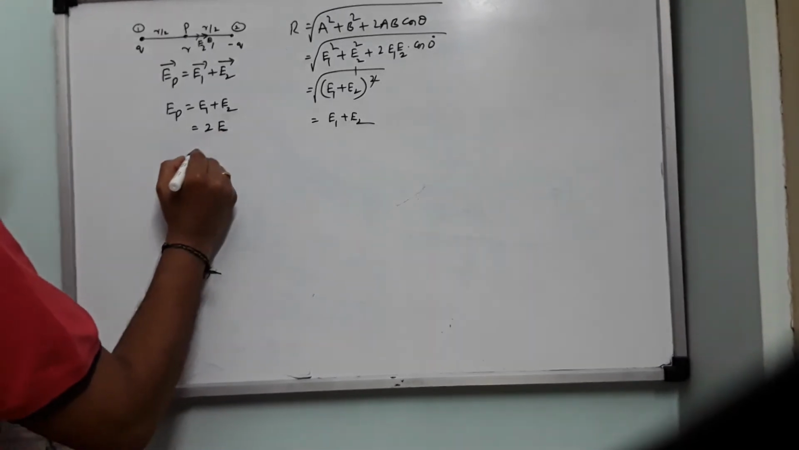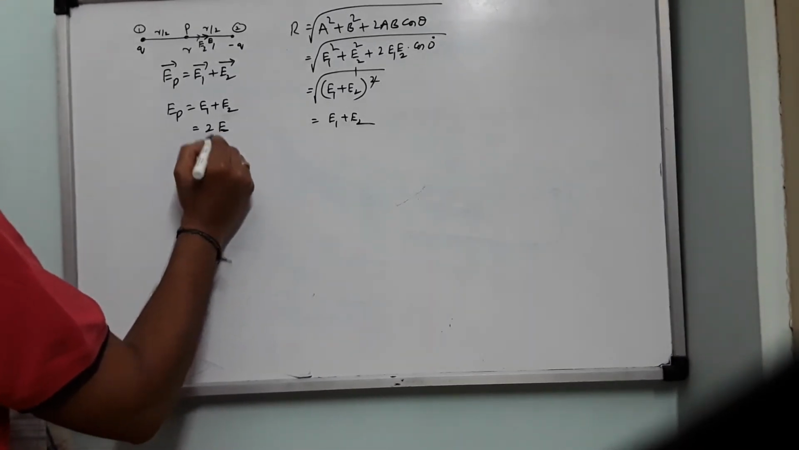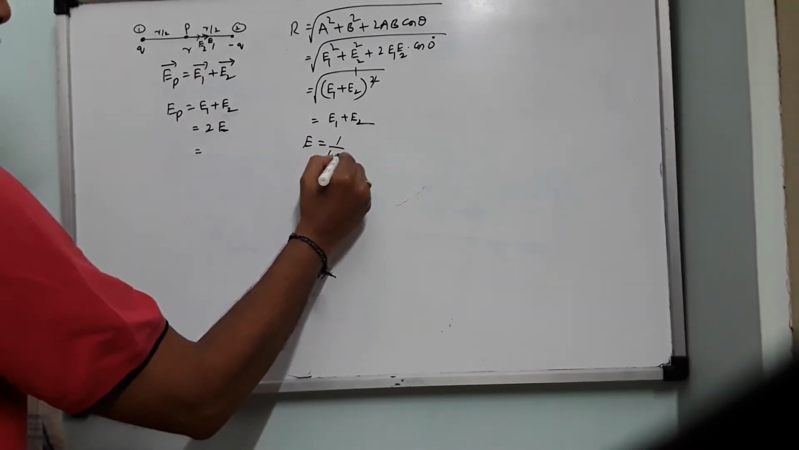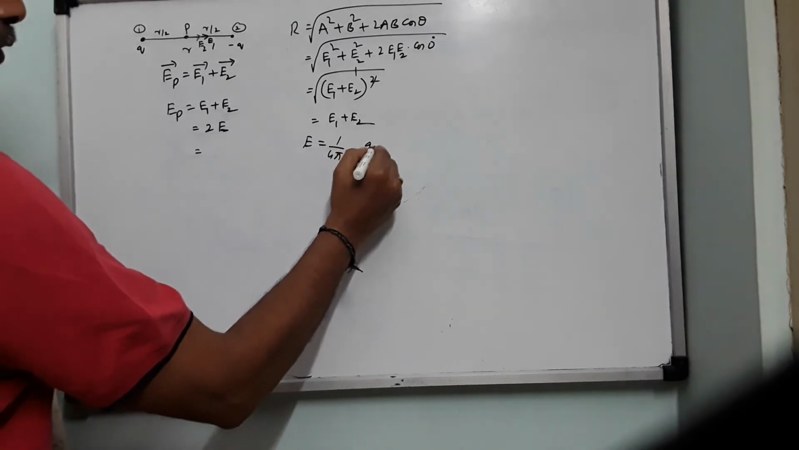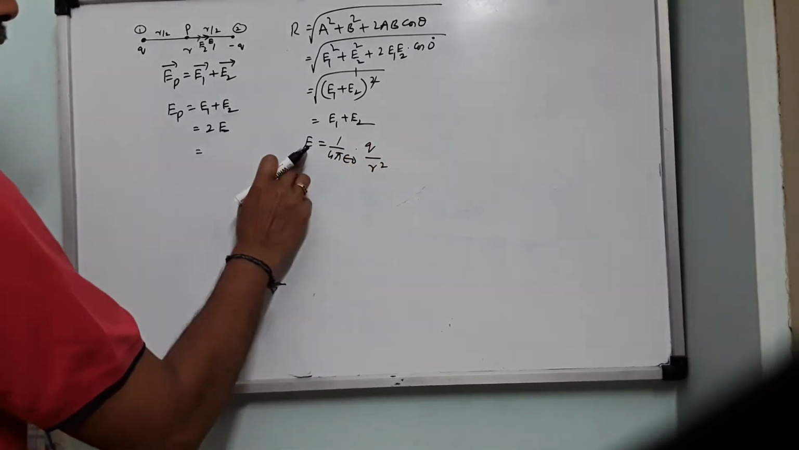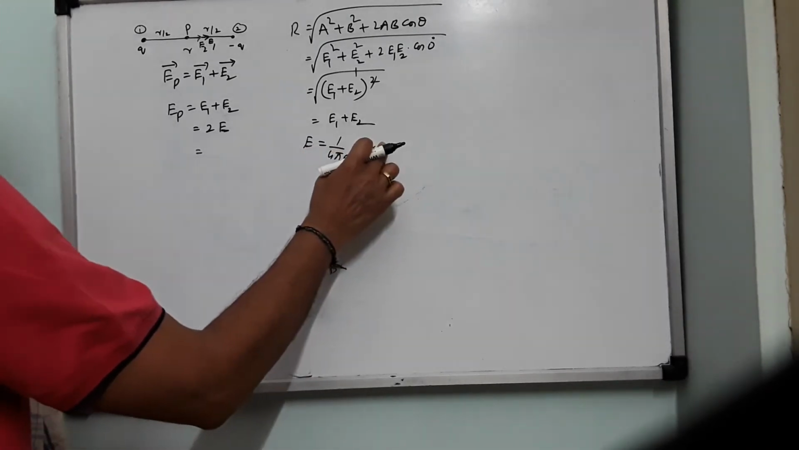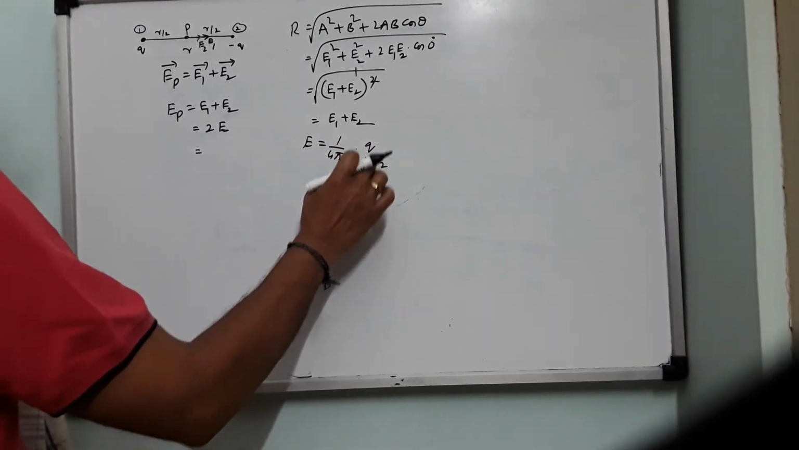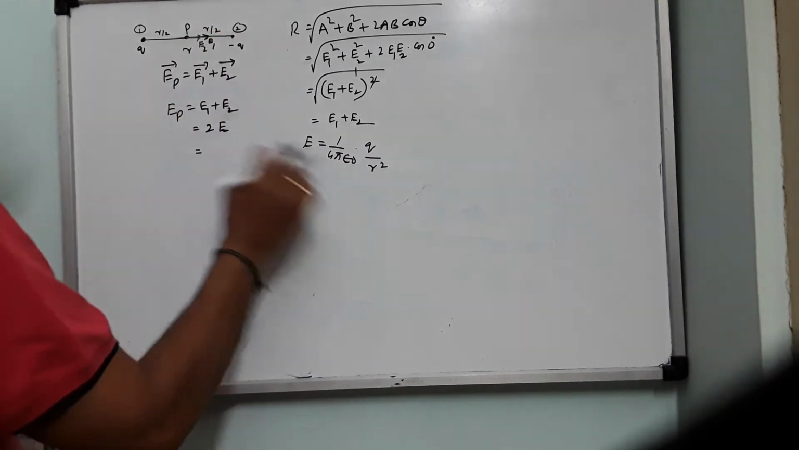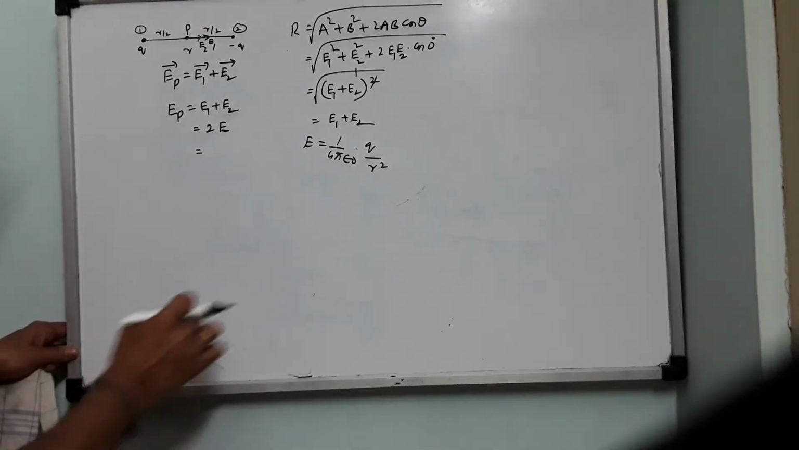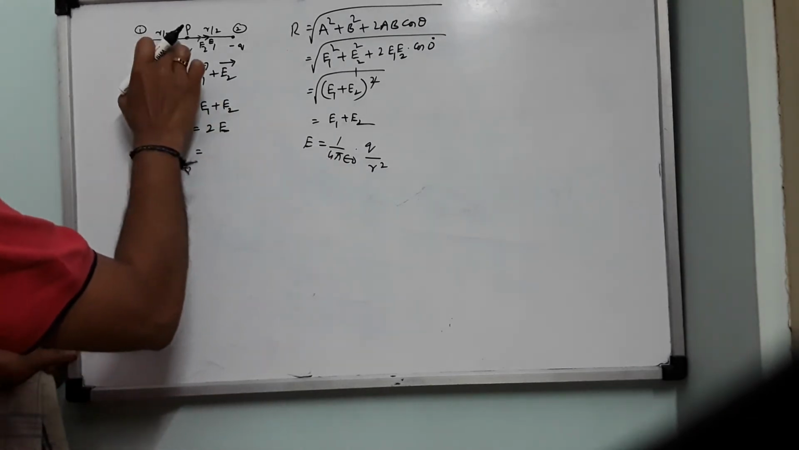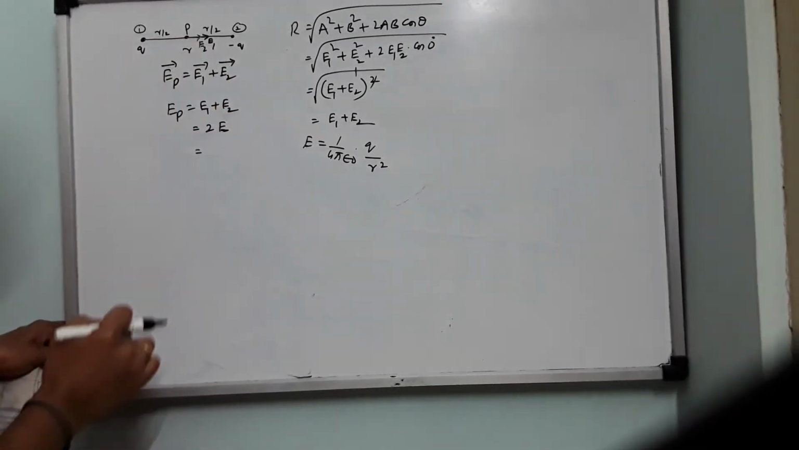So this is 2 into E. How is it 2E? Electric field basically depends on two factors: 1 by 4 pi epsilon naught into q divided by r square. Electric field depends on the magnitude of the charge. Electric field also depends inversely on the square of the distance. If these two factors are the same for both of them, then the electric fields must be equal. So q, the magnitude, is the same for both of them. r, the distance, is the same, r by 2 and r by 2. So the electric fields must be equal.